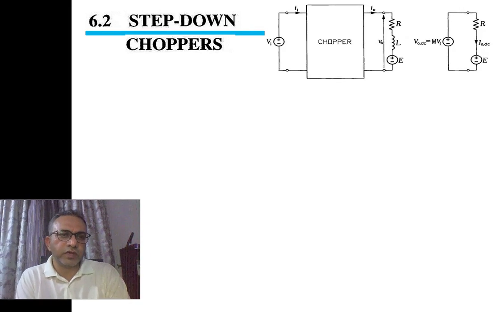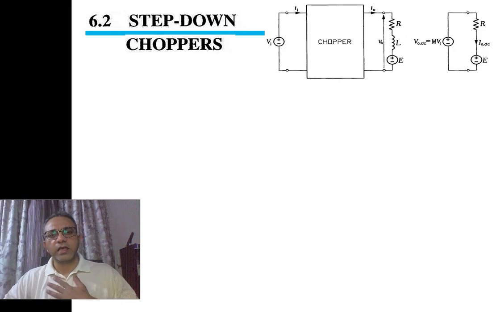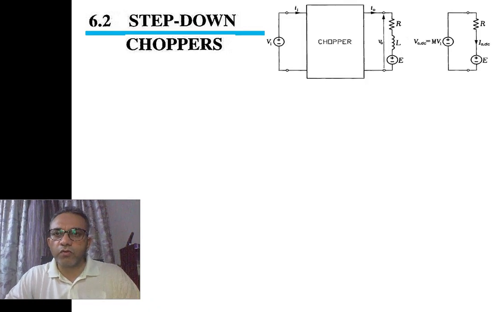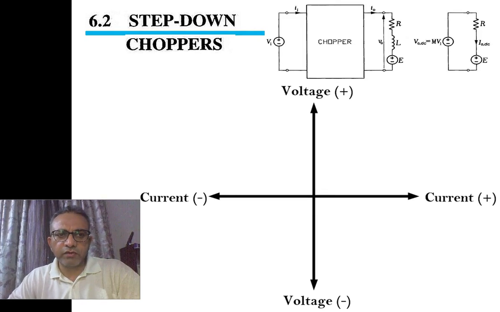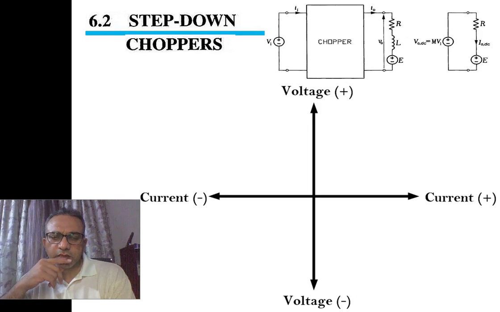In article 6.2 we are going to analyze universal step down converters which will operate in all four modes. So what do I mean by four modes or four quadrants? What do we mean when we say that we have a universal converter which will operate in all four modes or four quadrants? So let us have a look. We will look at the voltage current characteristics of a power supply which can operate in all the four quadrants.